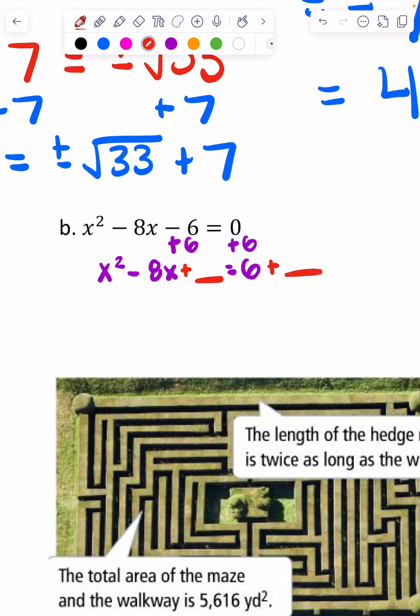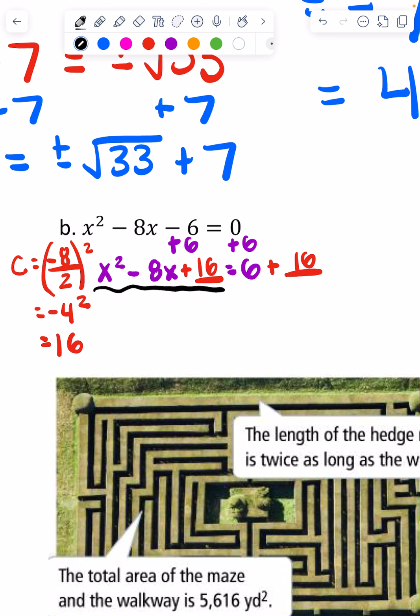The magic C value, I should say, we always take our B value, which is -8. We divide it by 2, and we square it. So let's see, that's going to get us -4 squared, and a negative squared is always a positive. Notice how our C values have always been positive. That will always be true. 16 is our magic number. We have to add that number on both sides of our equation.